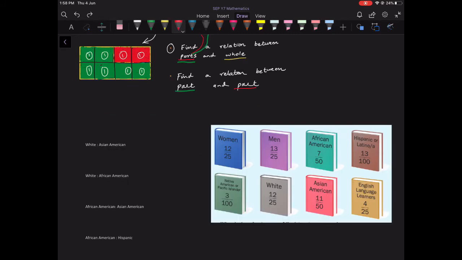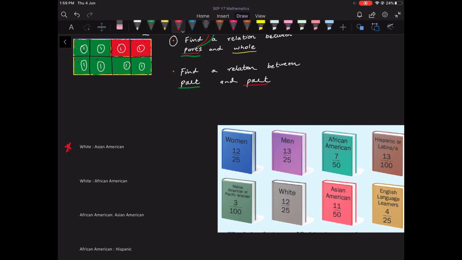In this next example, people studying in a university have been divided into groupings based on gender, ethnicity, and the subject they study. We have to find out ratios between some of these groups. In our first example, we are comparing white American people to Asian Americans.